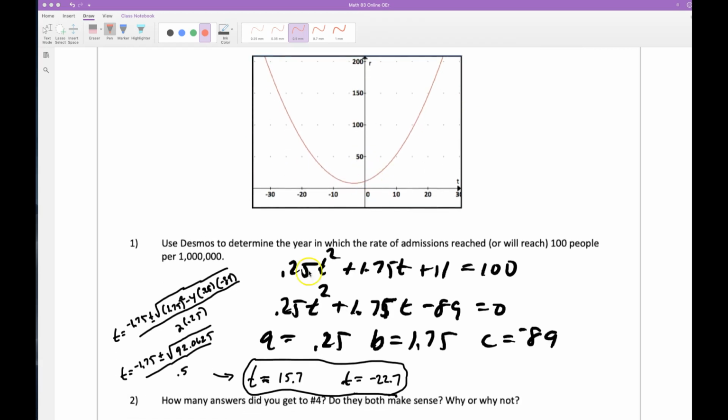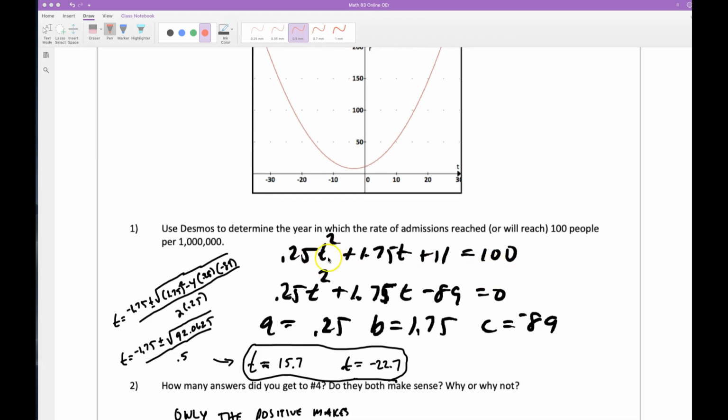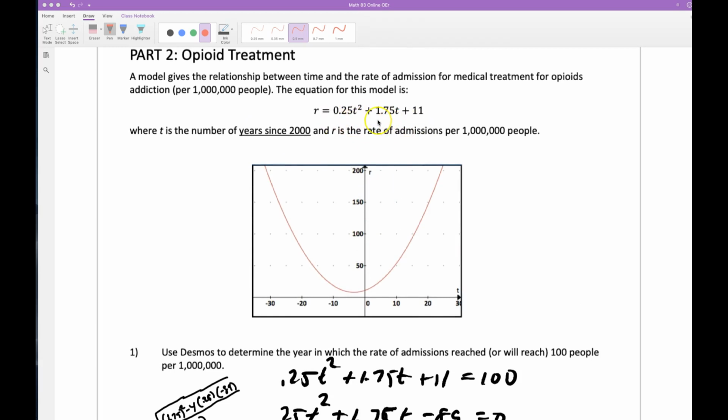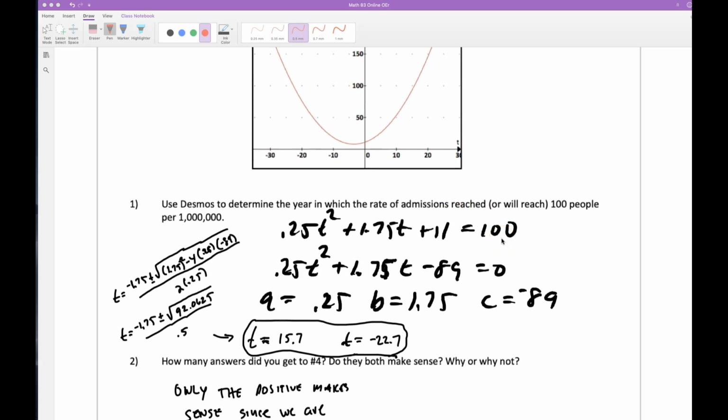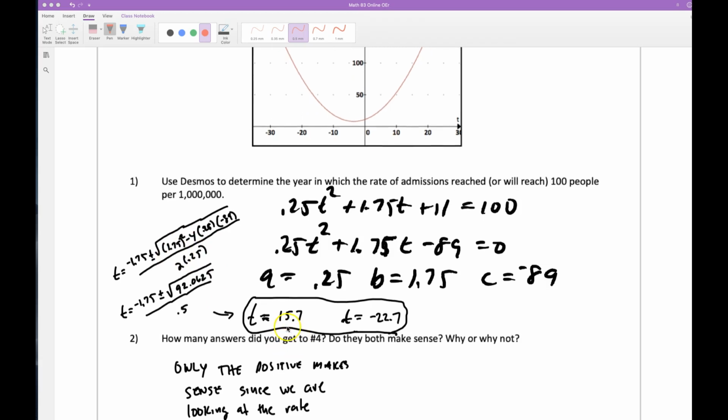And so one way to solve this would be through the quadratic formula. I want to know when this equation equals 100, right? Because this tells us the rate at which people are becoming addicted to opioids. So notice you set this equal to 100, and then to use the quadratic formula, you then set that equal to 0 by moving 100 over, and you get this, and then this is your A, your B, and your C. And when you substitute in there, you can then see you get these values. That's what you should get from the quadratic formula.